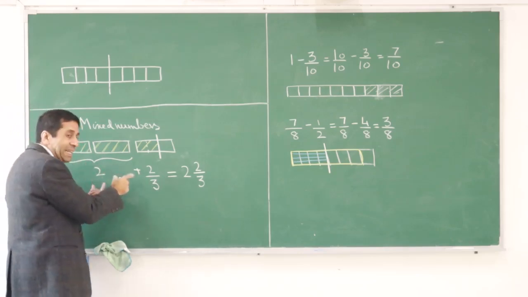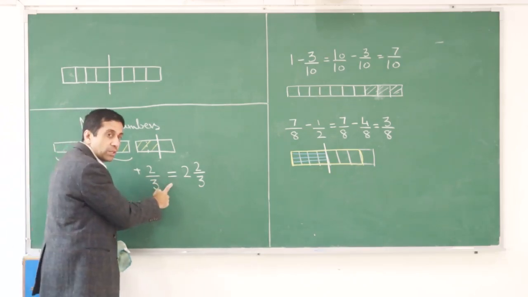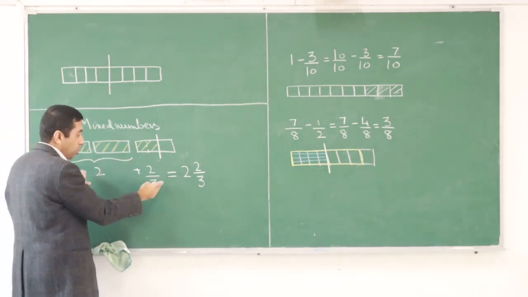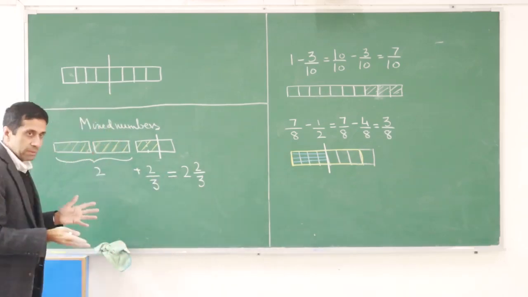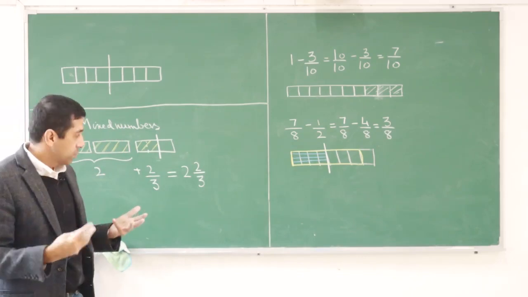This is a way of rewriting. So this equality is not a calculation. It's really a rewrite of this number. 2 plus 2/3 is just 2 and 2/3. Okay? This is clear? It's just a rewrite. There's no calculation.